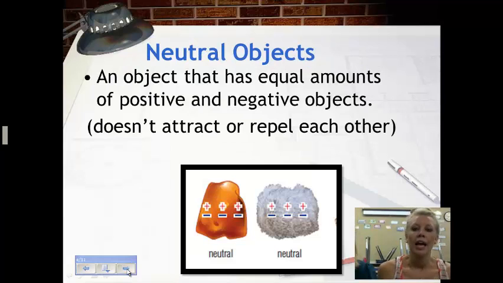Okay, so if an object has the same number of protons and the same number of electrons, so the same number of positive charges and the same number of negative charges, then it's going to be what we call neutral, okay? It doesn't have a charge. So it's not going to attract to any objects and it's not going to repel from any objects because it is not a charged object.